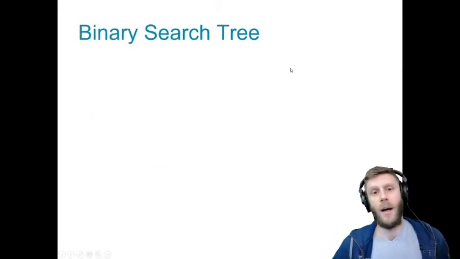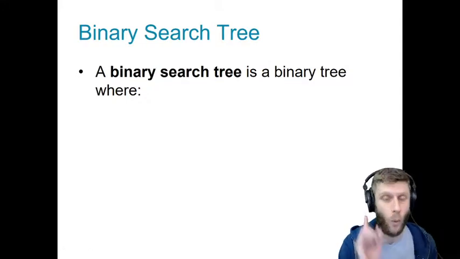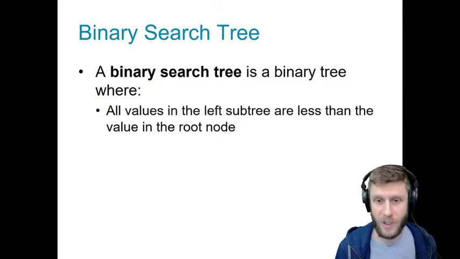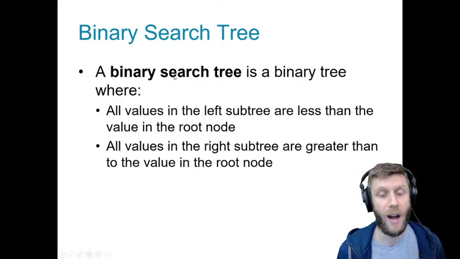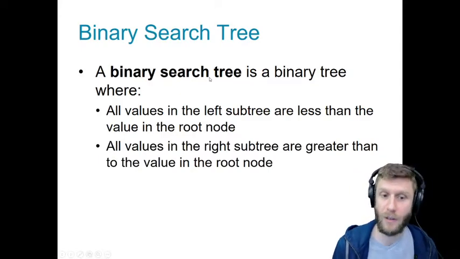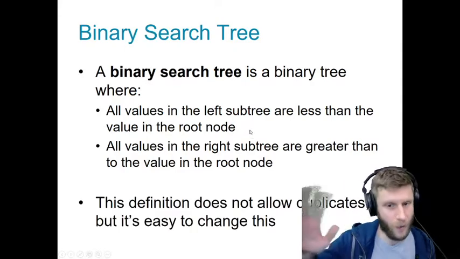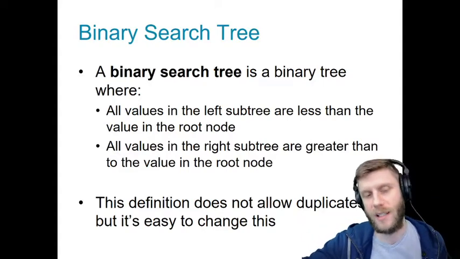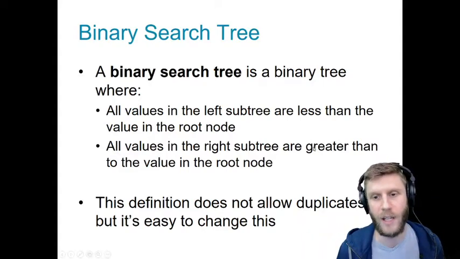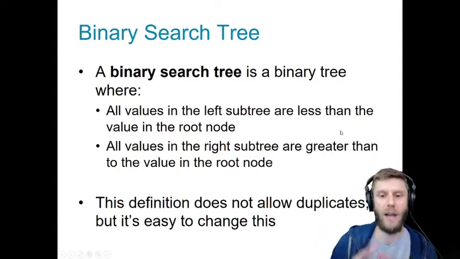A binary search tree is a binary tree where all values in the left subtree are less than the value of the root, and all values in the right subtree are greater than the value of the root. Do note that this definition does not allow duplicates, but if we wanted to allow duplicates, we can say all values in the right subtree are greater than or equal to the value in the root node. Then we know that we can have duplicates.